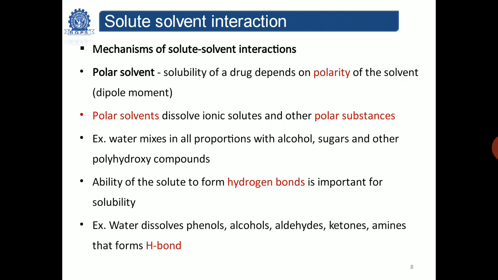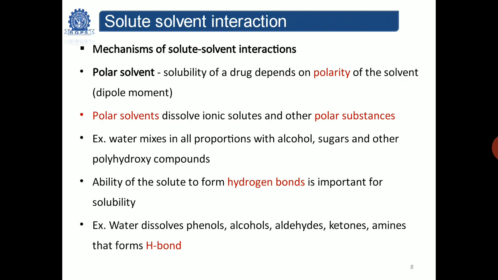For example, water mixes in all proportions with alcohol or sugars or other polyhydroxy compounds. So when the alcohol or sugars are added into the water, there is a complete mixing, or complete miscibility, of the water and alcohol or sugar and water. Now this is because water is highly polar in nature, and substances like sugars or the polyhydroxy compounds are also polar in nature. So that's why there is a greater solubility of such compounds in the water.